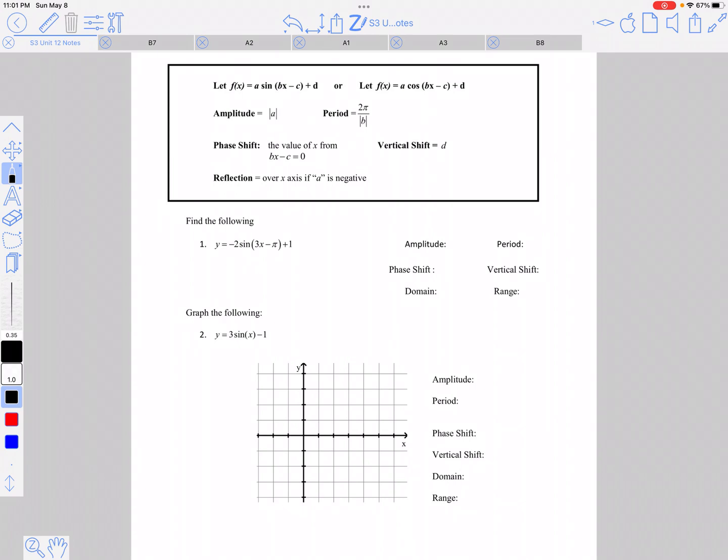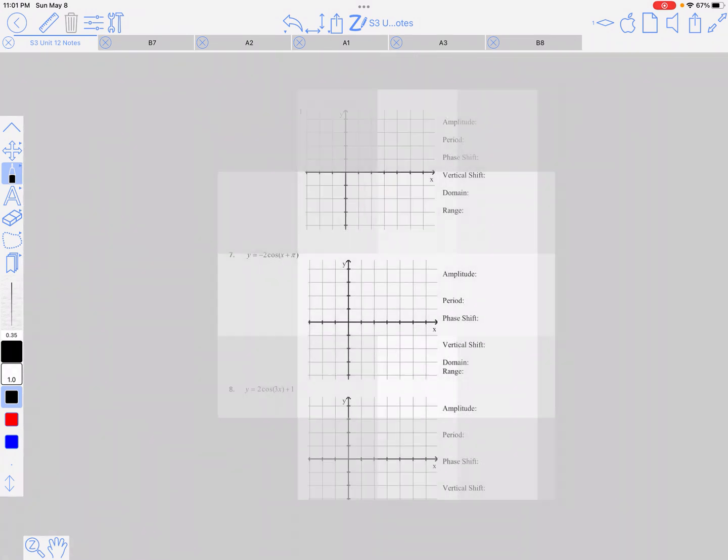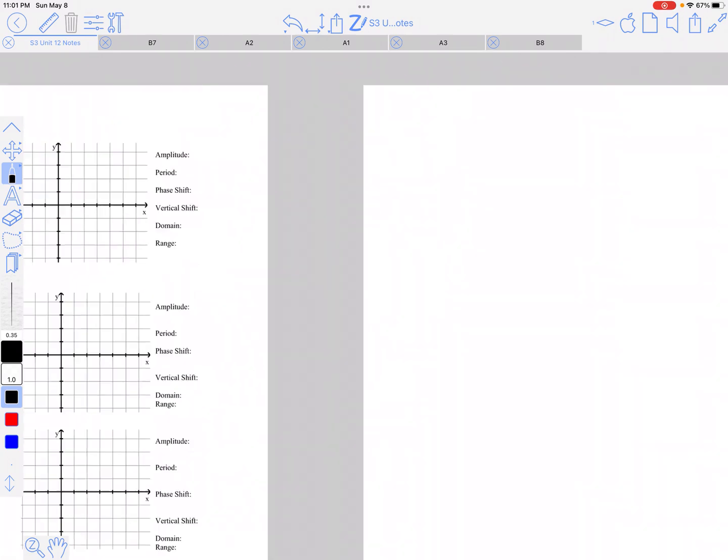Just reviewing that. Okay, so let's do another one from your homework. Let's do, let's see.